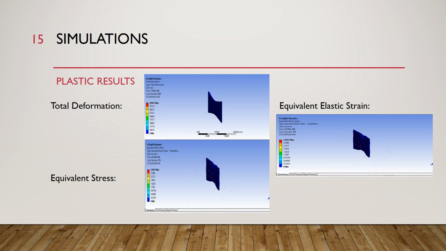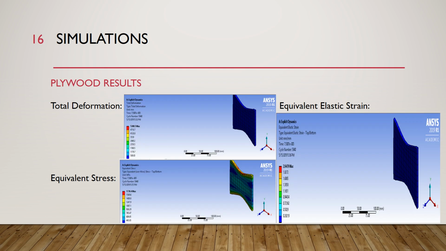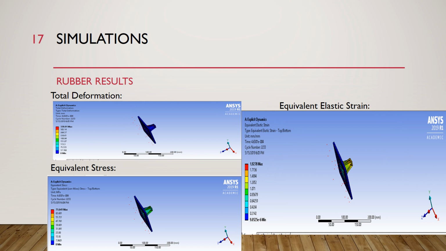Simulations. Here are the results given after the simulation was conducted. Here are the plastic results for total deformation, equivalent stress, and equivalent elastic strain. Plywood results. And rubber results.